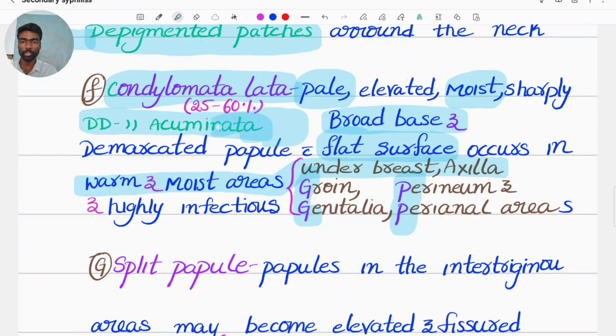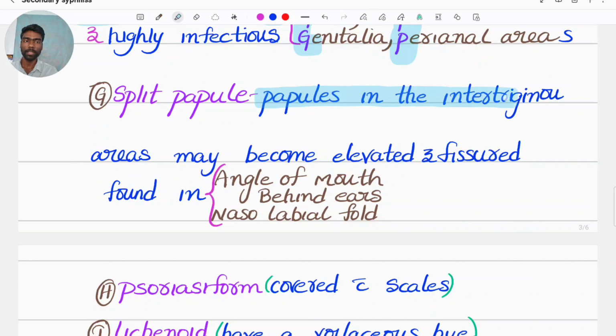Split papules. Sometimes papules in the intertriginous areas may become elevated and fissured, called split papule, found in the angle of mouth, behind ears and nasolabial folds.